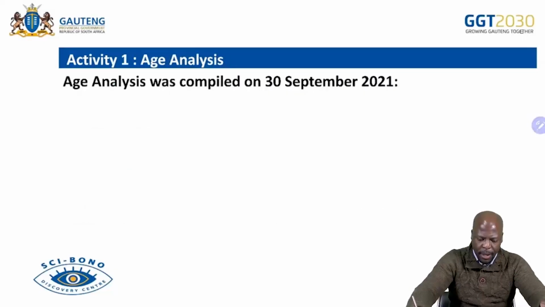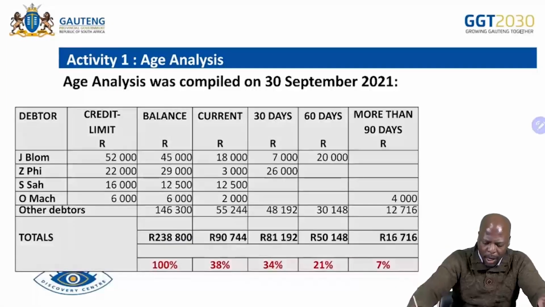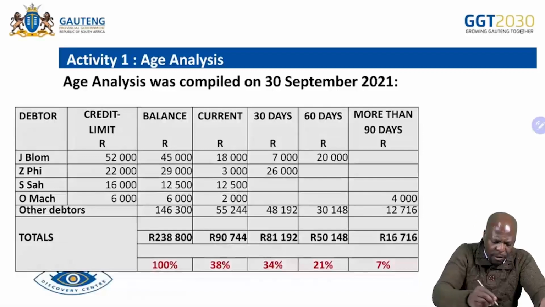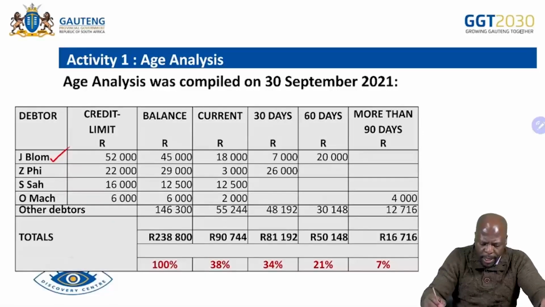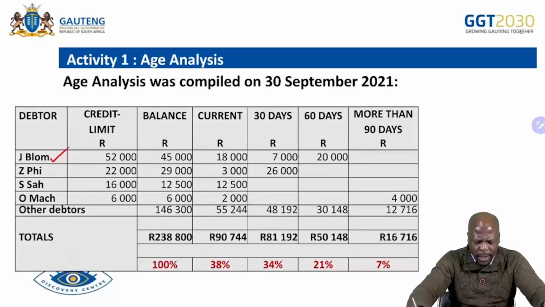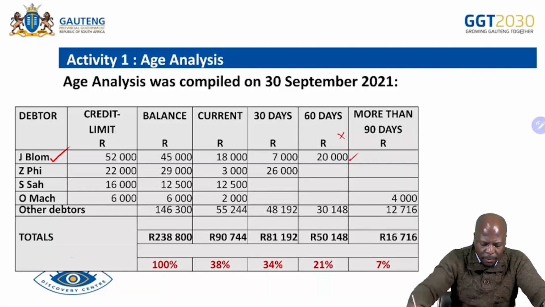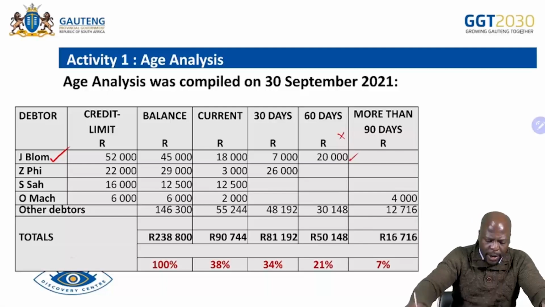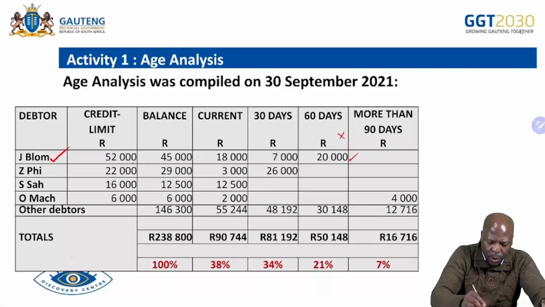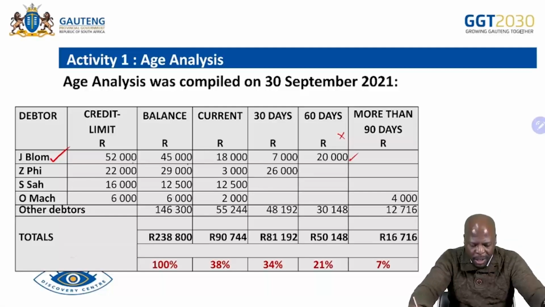Let's go and see. The age analysis is compiled on the 30th of September, the year 2021. If we're just looking at it, we have Mr. J. Blom. Here our credit terms are that debtors should pay within 30 days. But already we can see Mr. J. Blom has an amount which is now on the 60 days, which is the 20,000. That is another thing. And then let's look at credit limit. Has he exceeded the limit? It is 52 and his balance is 45. So in terms of limit, he's okay.